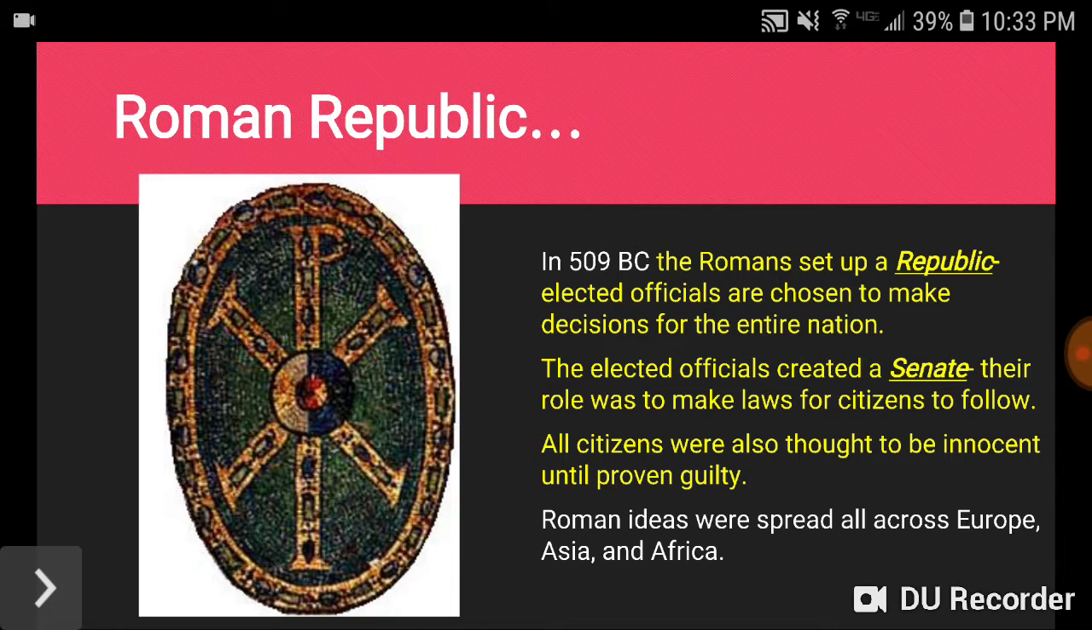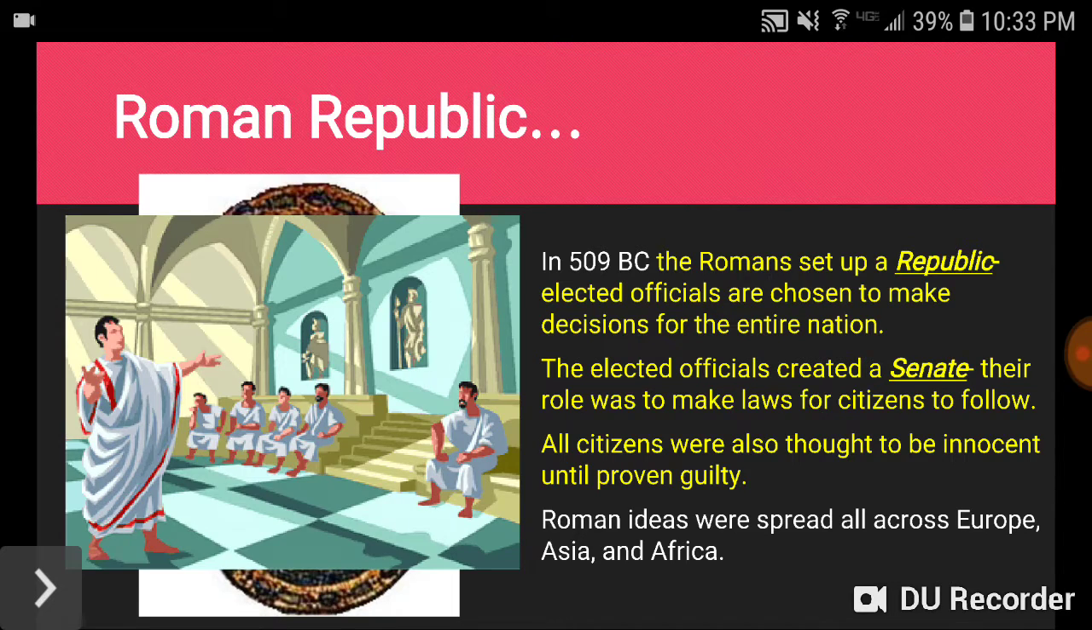So in this Roman Republic, you have elected officials who are going to be chosen to make decisions for the entire nation or empire of the Romans. So it's almost like when we're electing a president to make decisions, or we're electing senators to make a decision, or electing House of Representative members to make decisions for our country, that's exactly the form of democracy that these Romans used. So they created a republic where elected officials are chosen to help the nation.